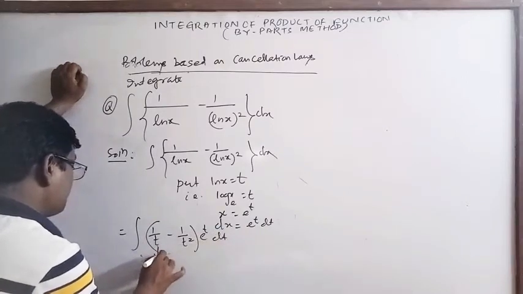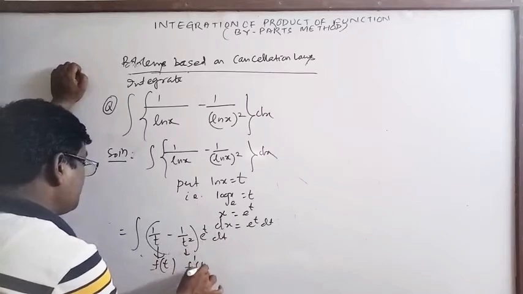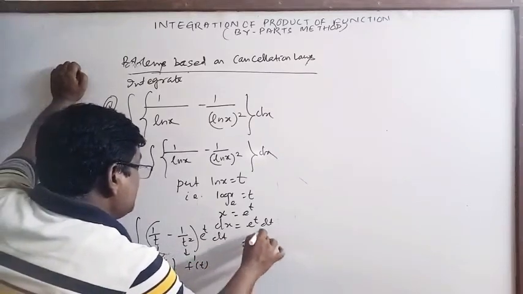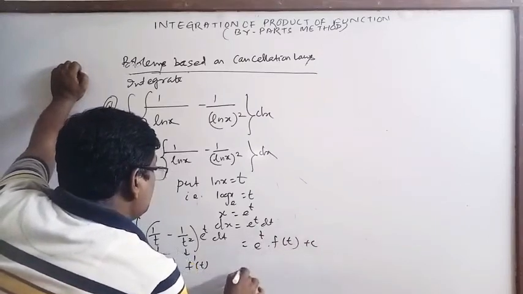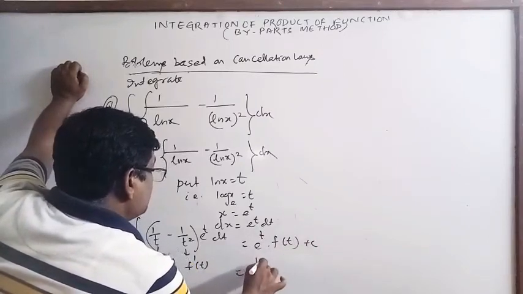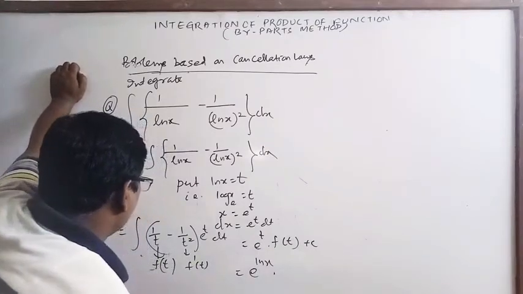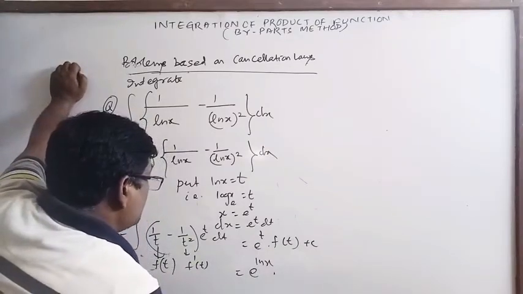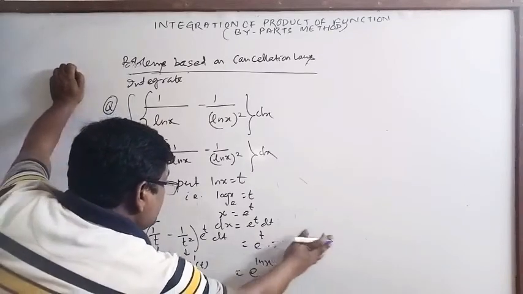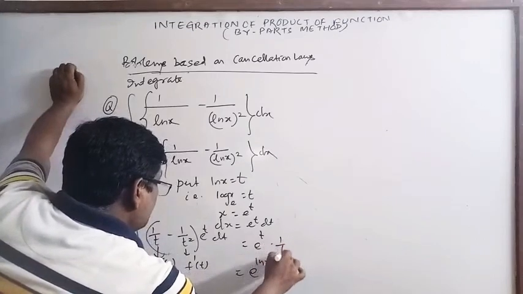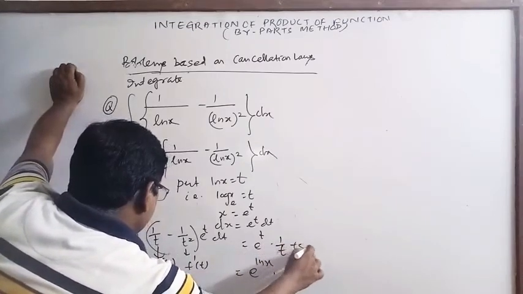This is a function of t, f of t, and this is the derivative of the function of t, f dash t. So the answer is e to the t, f of t plus c. What is t? t means ln x, and e to the t is x. f of t means 1 by t. Clear? 1 by t plus c.